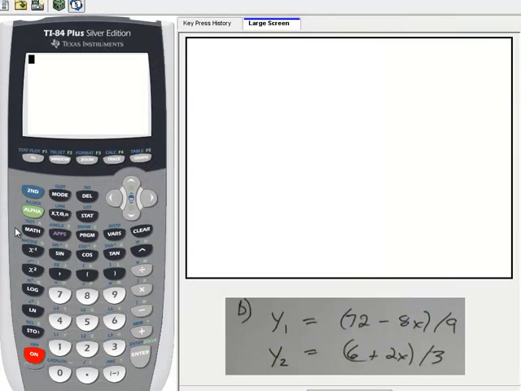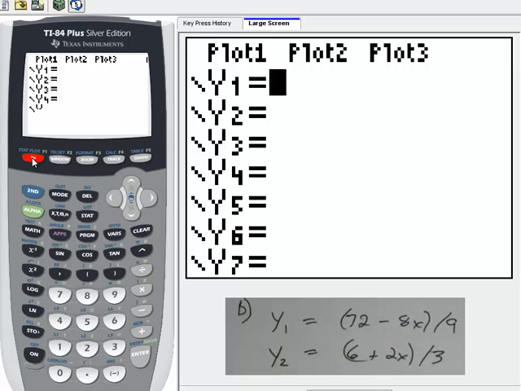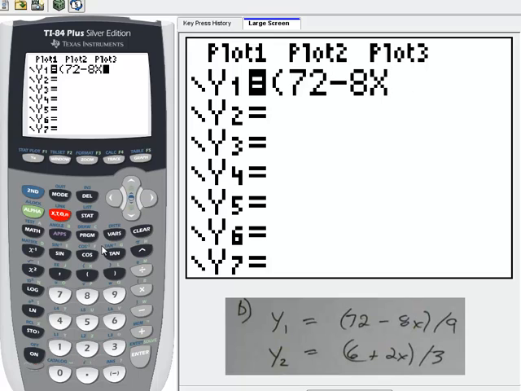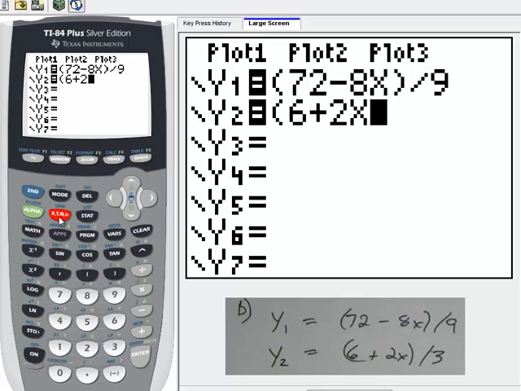Alright, at the calculator, let's go to the y equals 2 edit screen. We have our formula for y1. It would be parenthesis 72 minus 8x parenthesis divided by 9. Okay, for y2 we have parenthesis 6 plus 2x parenthesis divided by 3.